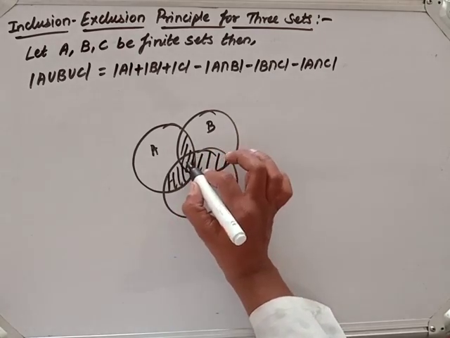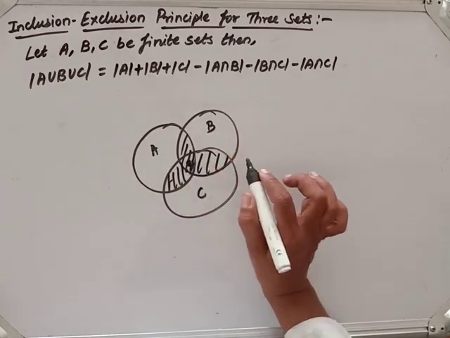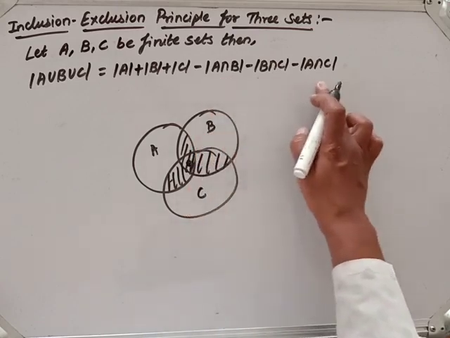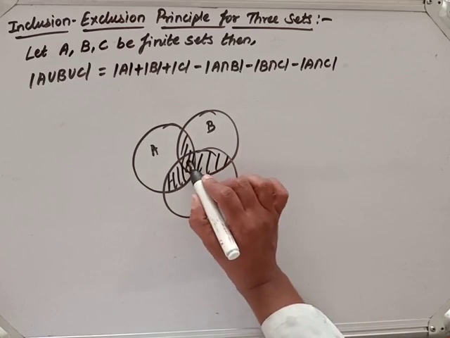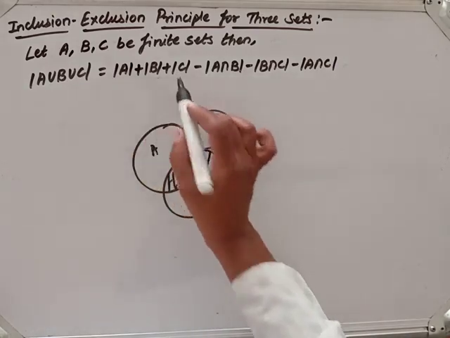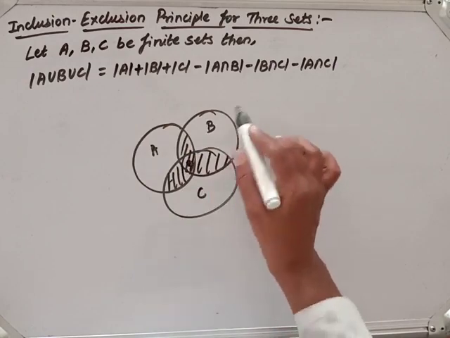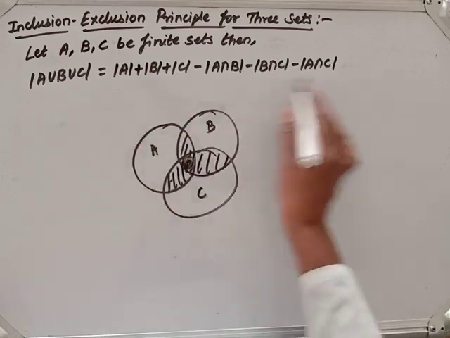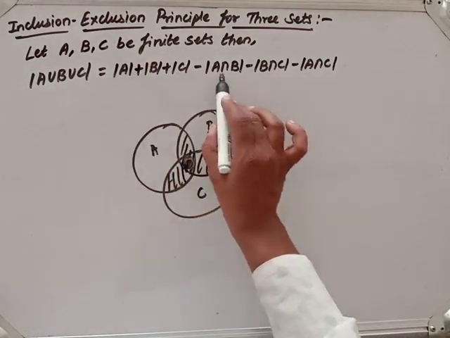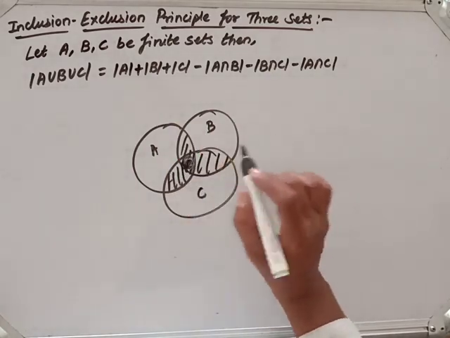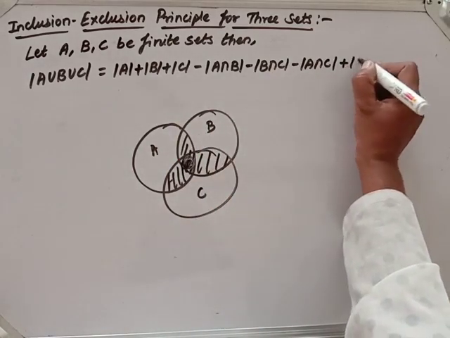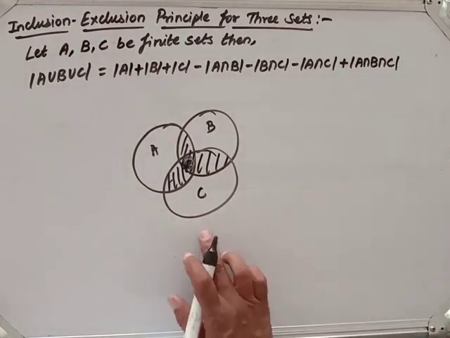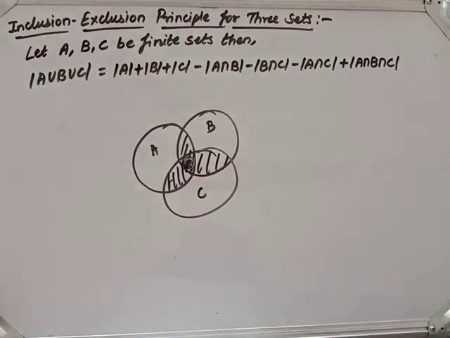So this part will come how many times? This part will come thrice. Sorry, it will be subtracted thrice, while it will be there thrice in A, in B, and in C also, and these are in the intersection also. So this gets subtracted from all of them. The 3 are added, 3 are subtracted, so this part gets subtracted, so we need to add it again. So addition A intersection B intersection C. That is the inclusion exclusion principle for 3 sets.